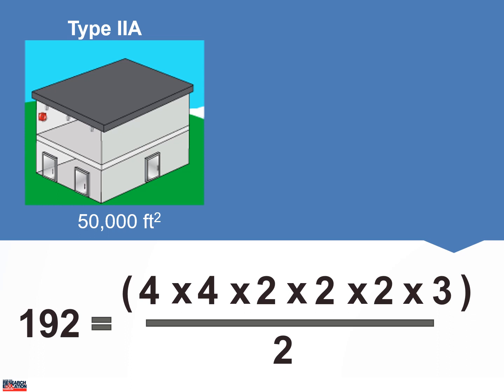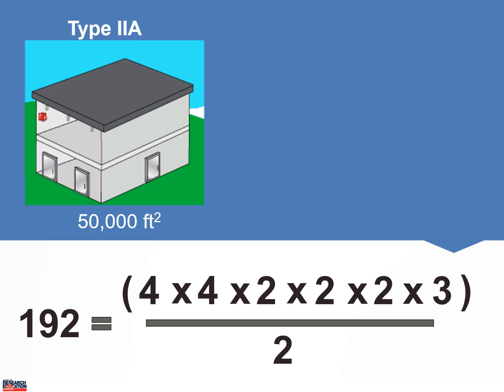So now the formula reads N equals 4 times 4 times 2 times 2 times 2 times 3 divided by 2, or 384 divided by 2, which is 192. This is the number of people allowed on the second floor of this building. Again, this is a simple indexing formula created 90 years ago by experts at the time. There is still a great deal of validity in the concept, and we will be taking it to a new level soon. Consider the level of safety provided.